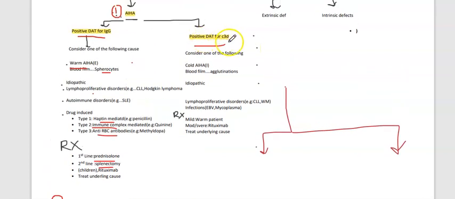If it's positive for C3d, we can consider cold autoimmune hemolytic anemia, which is intravascular. The blood film will show agglutination. It can be idiopathic. It can be due to lymphoproliferative disorders like CLL and Waldenström macroglobulinemia, and infections like EBV and mycoplasma. In mild cases, warm the patient. In moderate or severe cases, give rituximab and treat the underlying cause.